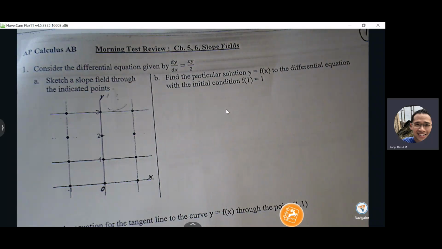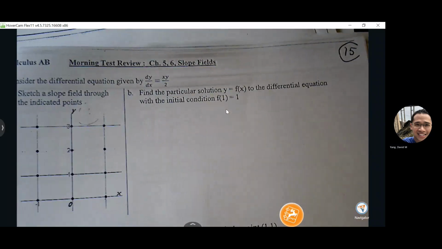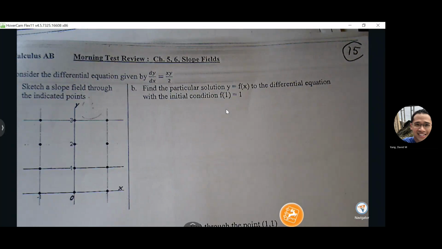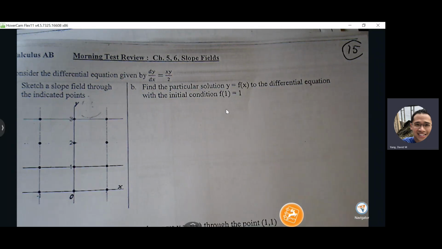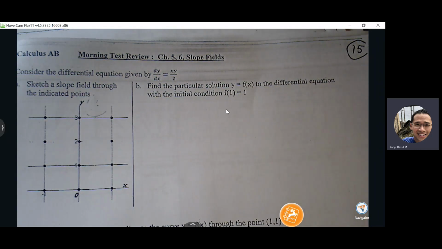All right, starting with number one. This is considered the differential equation given by dy over dx equals xy over 2. Sketch the slope field through the indicated points.